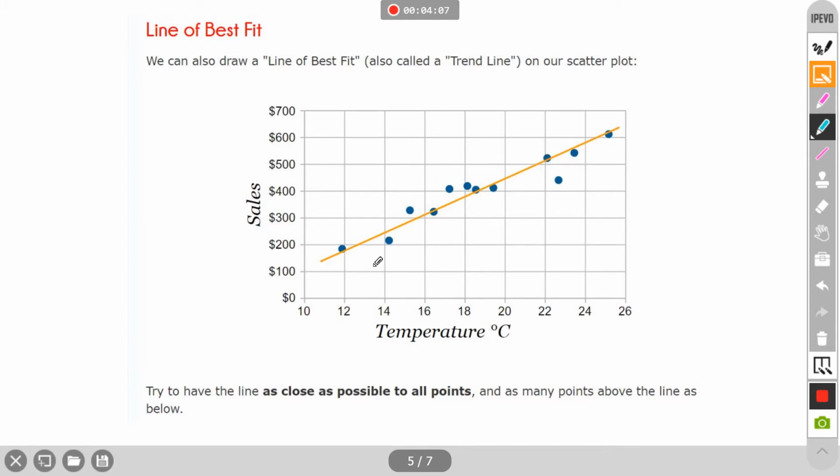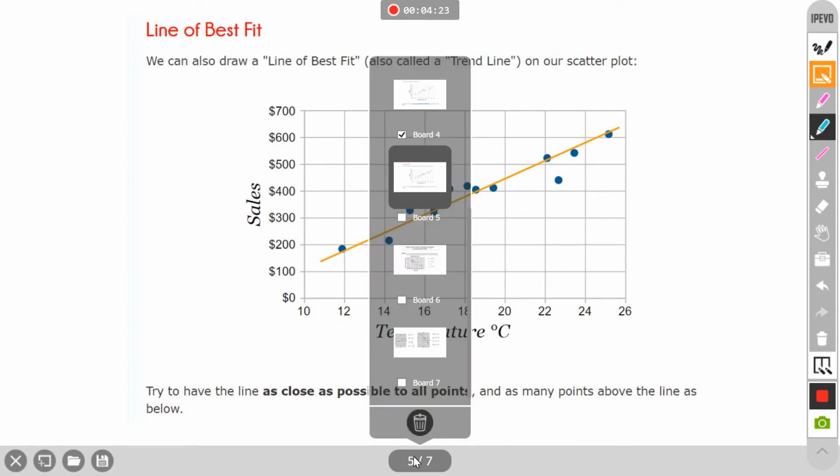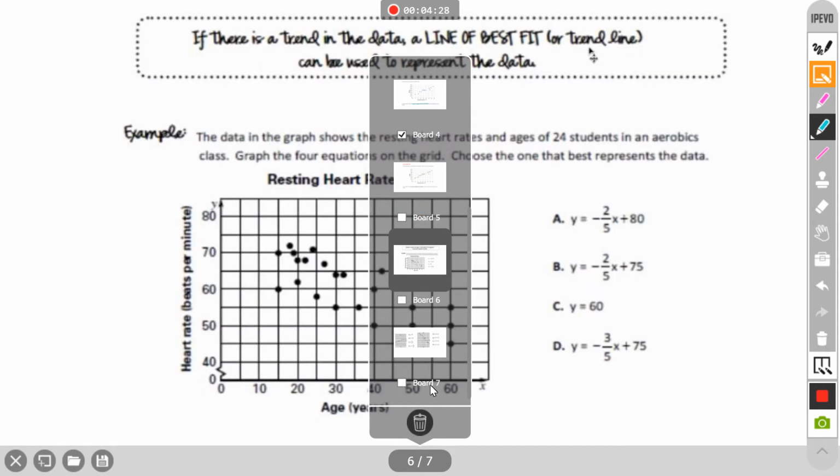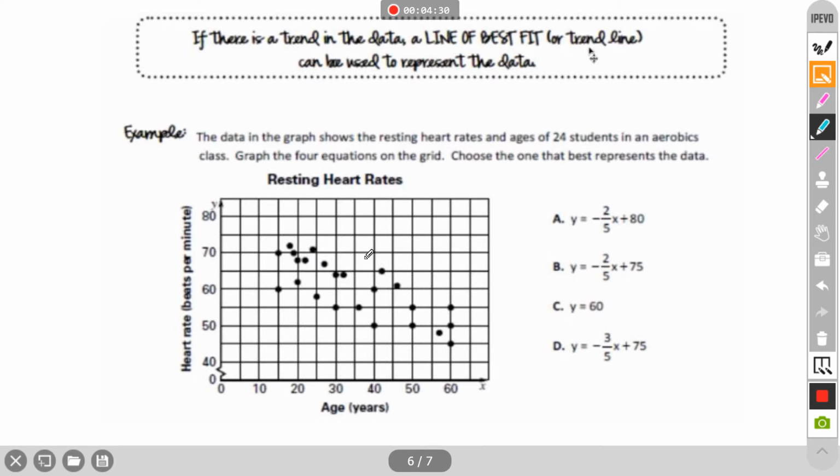So the goal of today is to see if you guys can identify, between a set of equations, which equation would represent the line of best fit for these scatter plots. Let's go ahead and take a look at one example. In this example, we're talking about resting heart rate, showing the age of somebody in years, out of 24 students, and then the heart rate, or beats per minute, when they are resting.